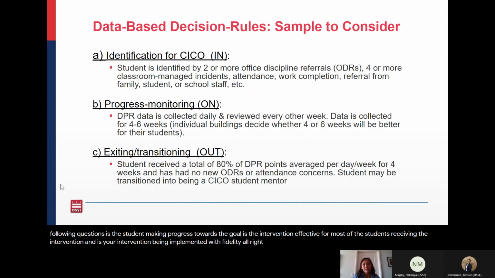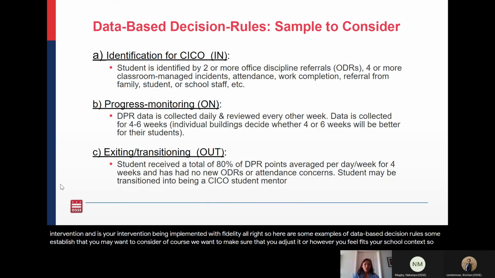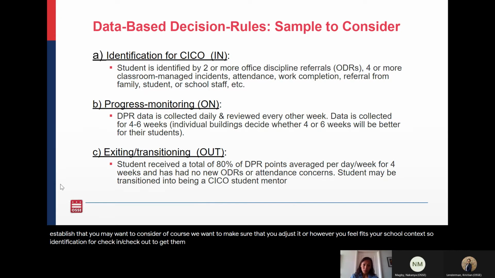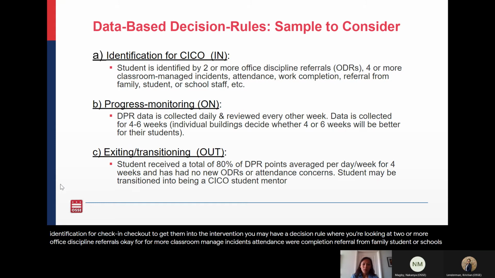All right, so here are some examples of data decision rules, some samples that you may want to consider. Of course, we want to make sure that you adjust it for however it fits your school context. So, identification for check-in, check-out to get them into the intervention. You may have a decision rule where you're looking at 2 or more office discipline referrals, or 4 or more classroom managed incidents, attendance, work completion, referral from family, student, or school staff.